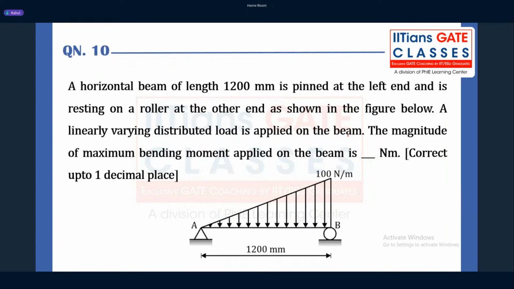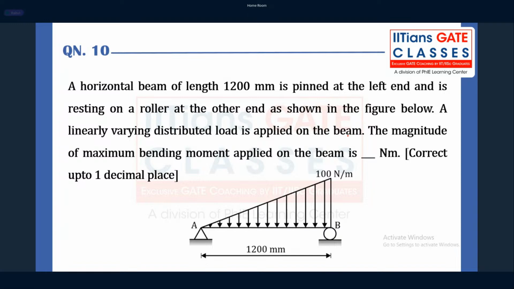Again, moving on to the next question, again from the strength of materials. A horizontal beam of length 1200 mm is pinned at the left end and resting on a roller at the right end. A linearly varying load, uniformly varying load, as given in the figure. The magnitude of the maximum bending moment applied on the beam. Please note down. Magnitude of the maximum bending moment they are asking, guys.